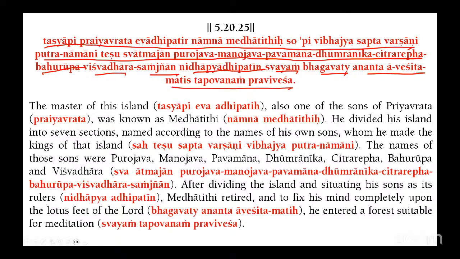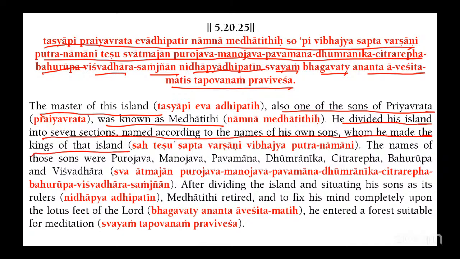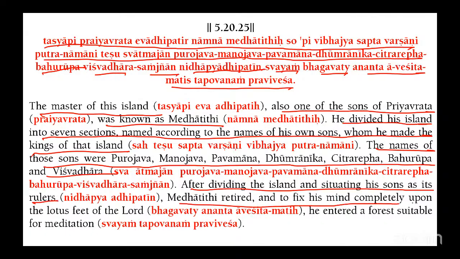Same story everywhere. The master of this island, also one of the sons of Priyavrata, was known as Medatiti. He divided his island into 7 sections named according to the names of his own sons, whom he made the kings of that island. The names of those sons were Purojava, Manojava, Pavamana, Dhumranika, Chitrarepa, Bahurupa, and Vishwadhara. After dividing the island and situating his sons as its rulers, Medatiti retired, and to fix his mind completely upon the lotus feet of the Lord, he entered a forest suitable for meditation.